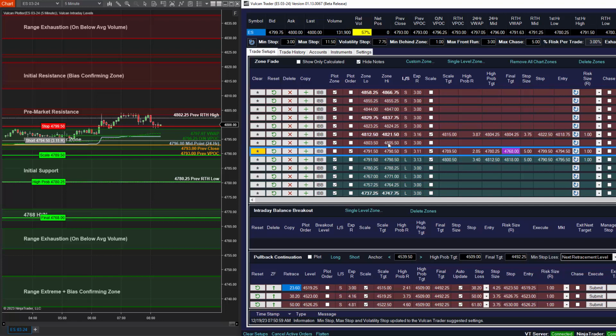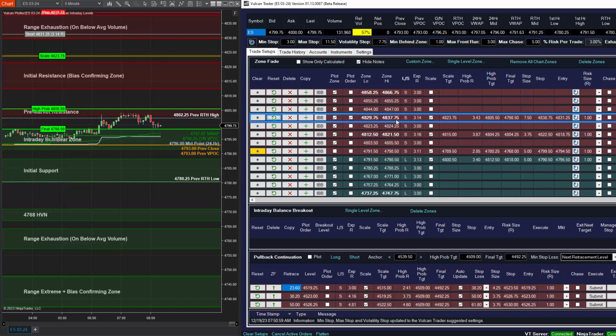Now, in the event that the market heads higher beyond 4821.5, the 4829.75 to 37.75 area could cap the upside on the day as long as the market is continuing to run on below average volume.